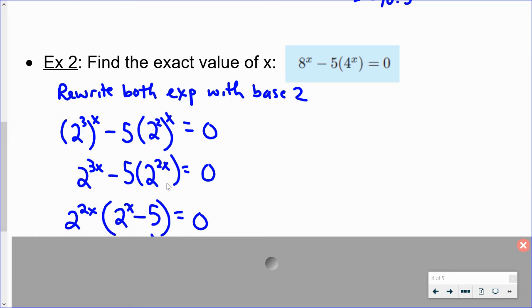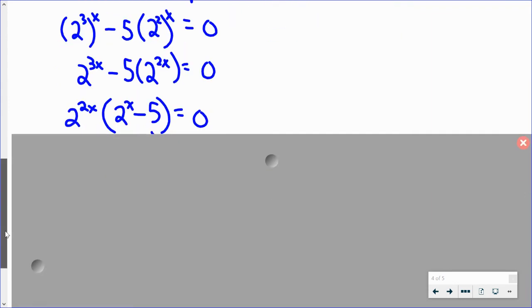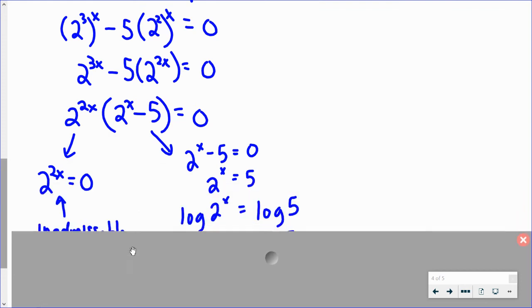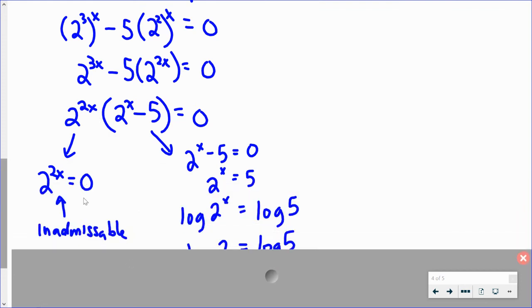And I notice that we have a common factor of 2 to the 2x. I factor that out, and I'm left with 2 to the x minus 5 times 2 to the 2x. Now, since these are both multiplying to give me 0, that means either 2 to the 2x is equal to 0, but that's inadmissible. There's no value of x that I can plug in here to raise this base to get 0. Okay, there's no way to make this equal 0, so it's inadmissible. However, I can make this equal to 0, so I'm going to set 2 to the x equal to 5.